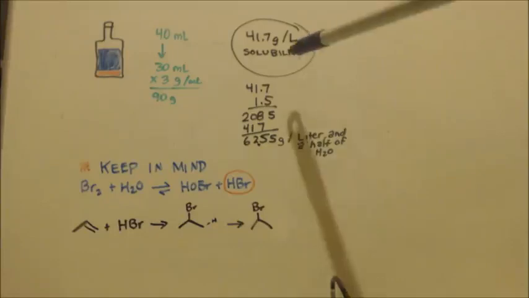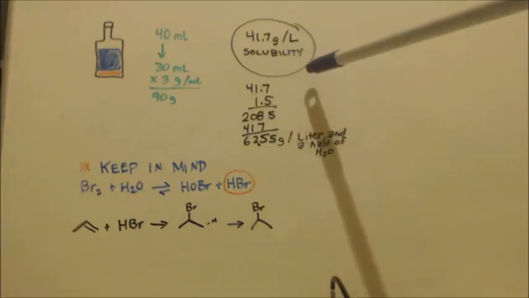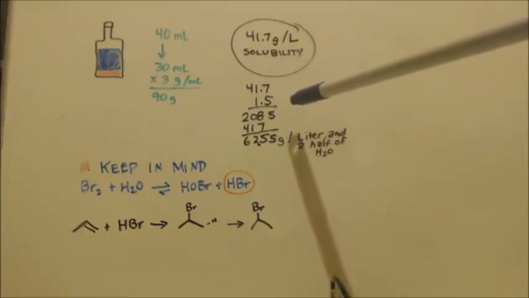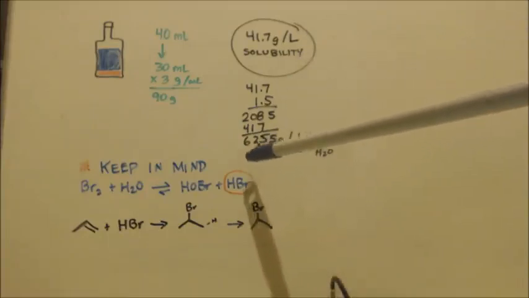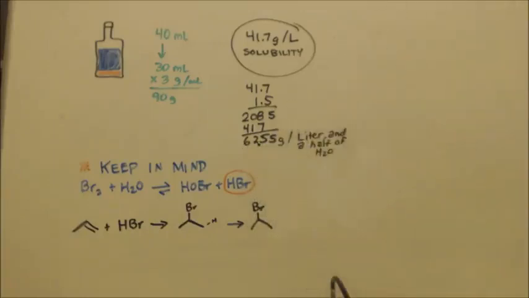Now the solubility at 0 degrees Celsius is 41.7 grams per liter of water. I put in a liter and a half. So that means I need only 62.55 grams can go into that liter and a half of water at 0 degrees Celsius. I have 90 grams. So that tells me that the water is saturated with bromine. You can't get any more bromine in that water, okay?